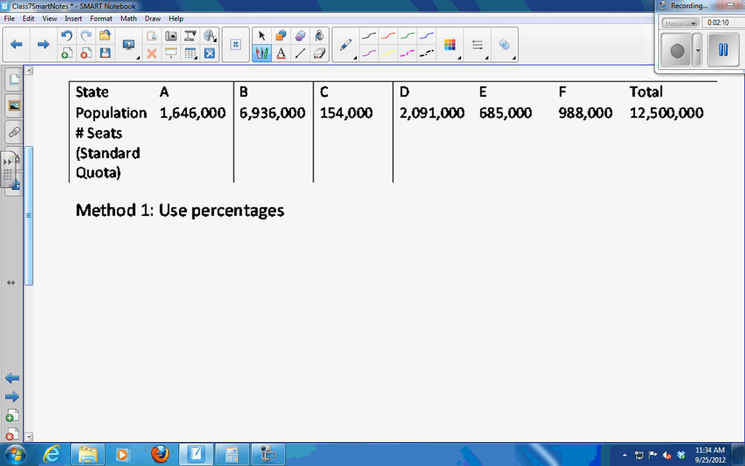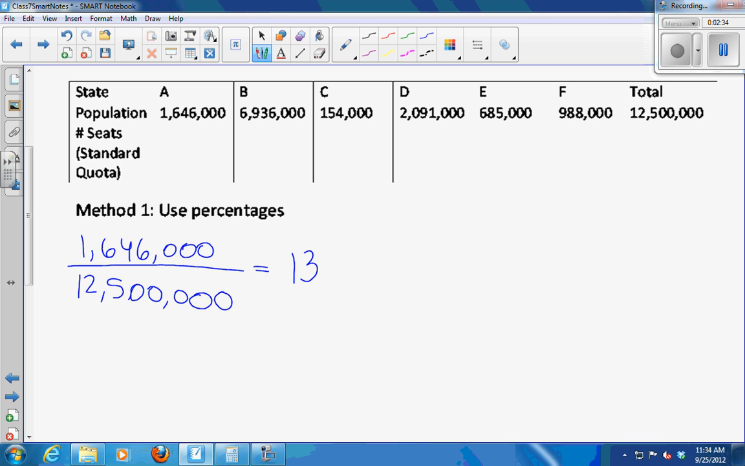So I saw people take the total number, 1,646,000, divided by the total population of the country. And that gives you what percentage of the country's population state A has. So it comes out to about 13%. Exactly, 0.1316. Okay, so if they have 13.168% of the population, they should get 13.168% of the seats in Congress.